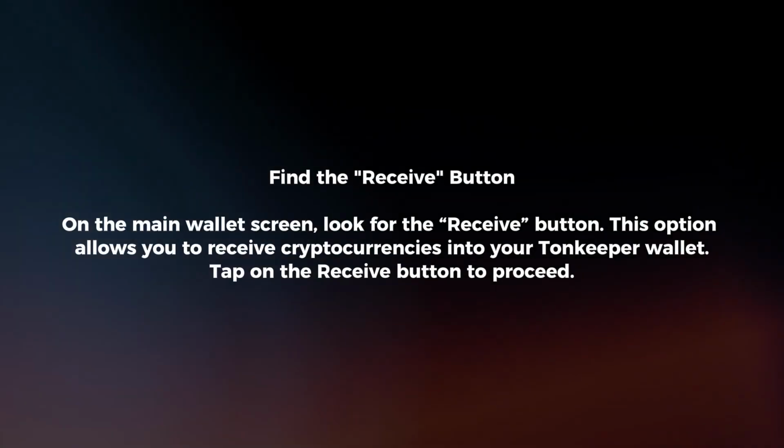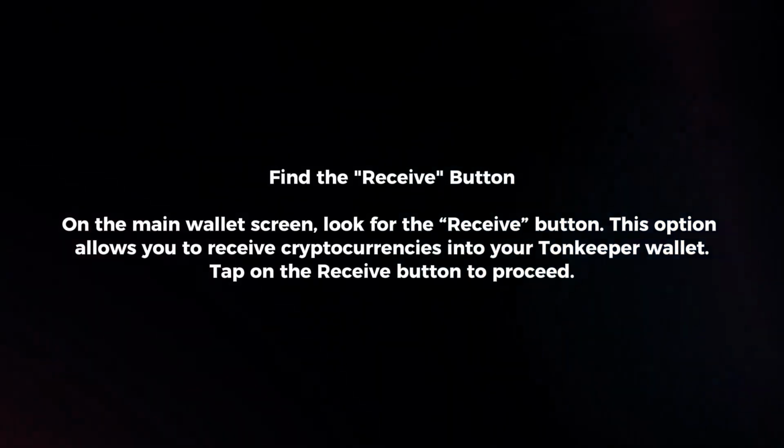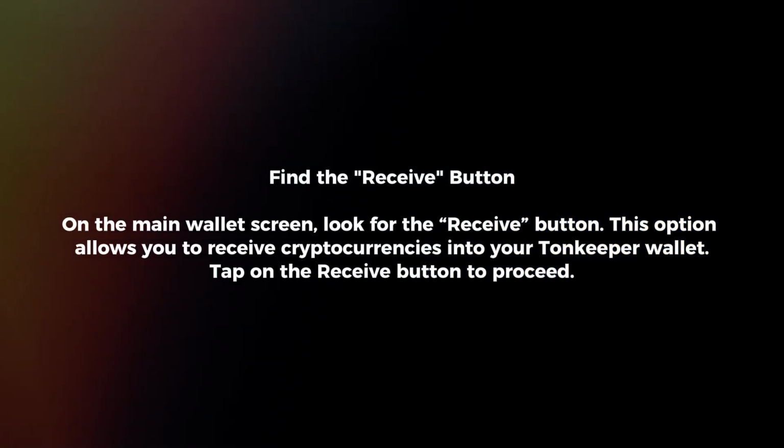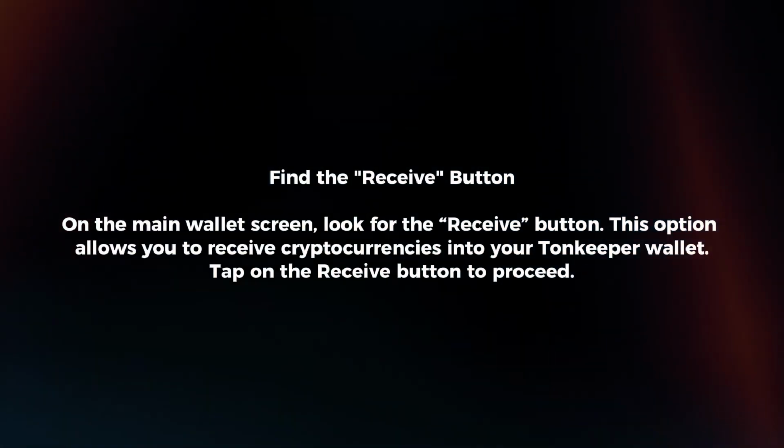Find the Receive button. On the main wallet screen, look for the Receive button. This option allows you to receive cryptocurrencies into your Tonkeeper wallet. Tap on the Receive button to proceed.